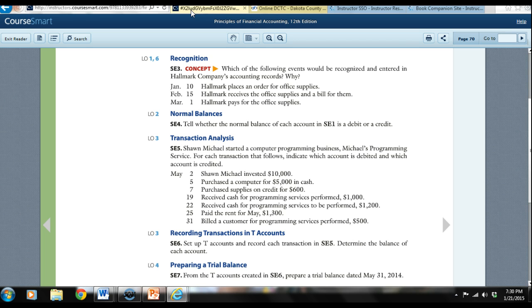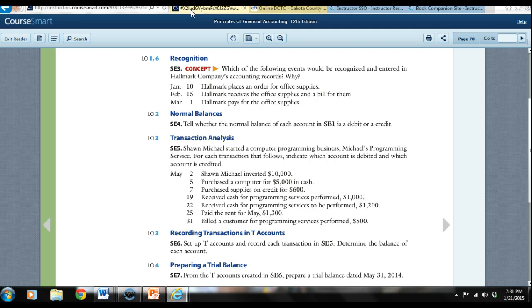Billed a customer for programming services performed of $500. Accounts receivable. Accounts payable is when we owe money. Accounts receivable is when we're going to get money. So we're going to debit accounts receivable. What else are we going to do? Credit service revenue, because we're receiving revenues. Is that making sense? Kinda? I've got a question. Yes. If it's accounts receivable and we're debiting it, is it our asset? Yep. And it goes up.